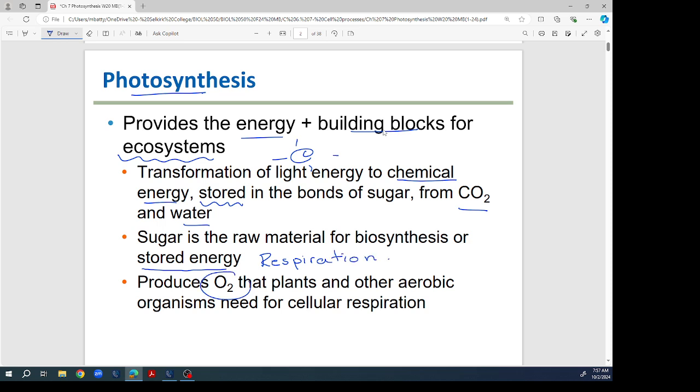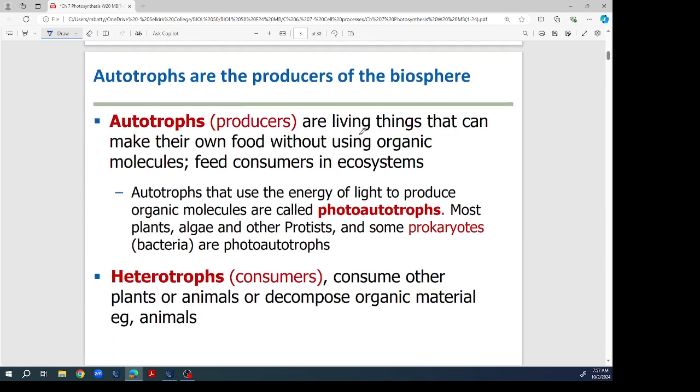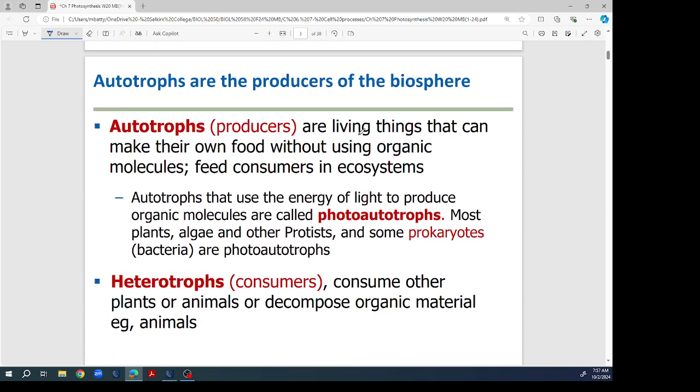It also produces the oxygen that plants and other aerobic organisms like us need for cellular respiration. And so you can see even on this slide, we've got photosynthesis and respiration linked. And so that's what that image was trying to communicate in a picture form. So we have talked about consumers and producers before. So producers are the ones that can photosynthesize.